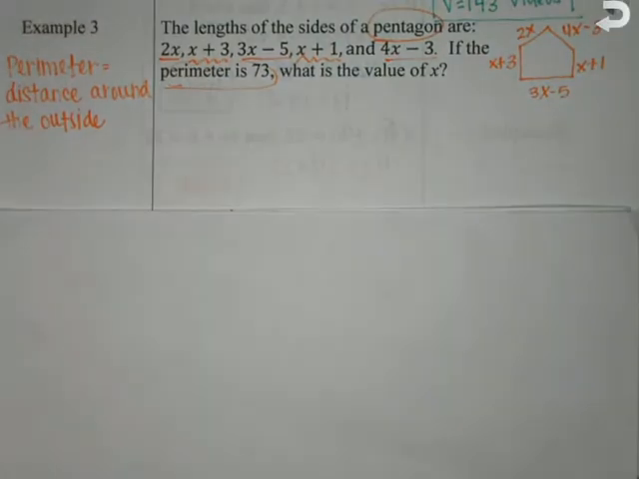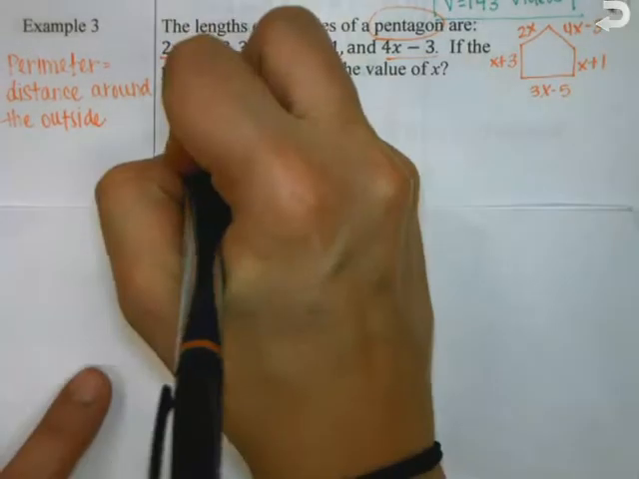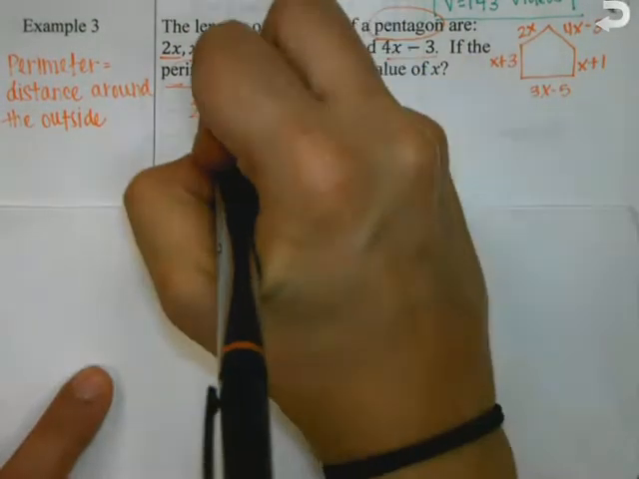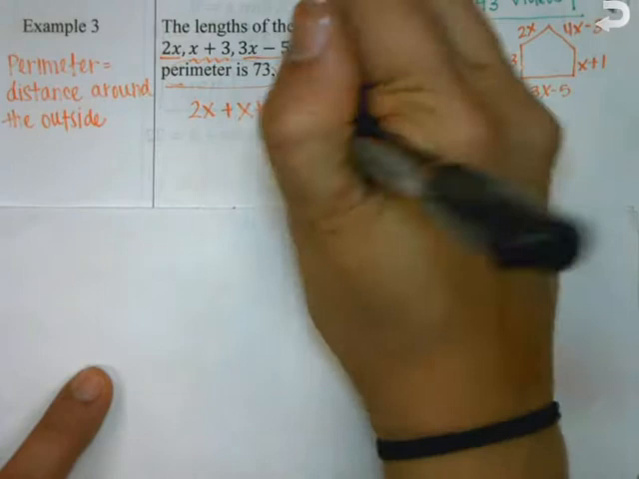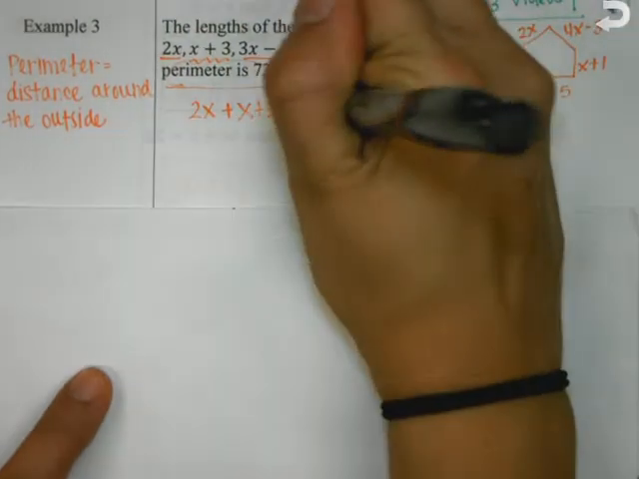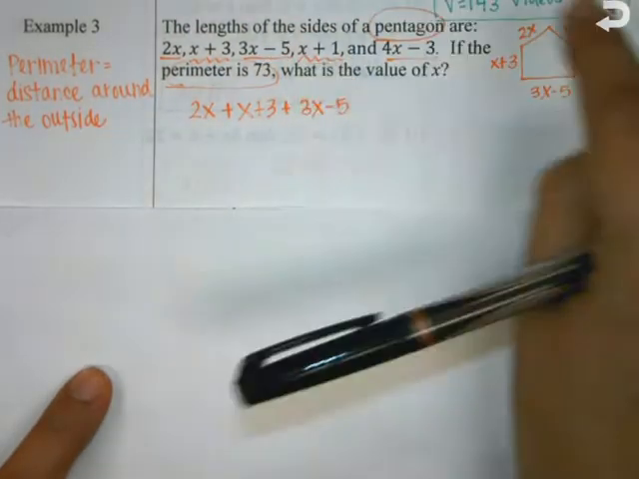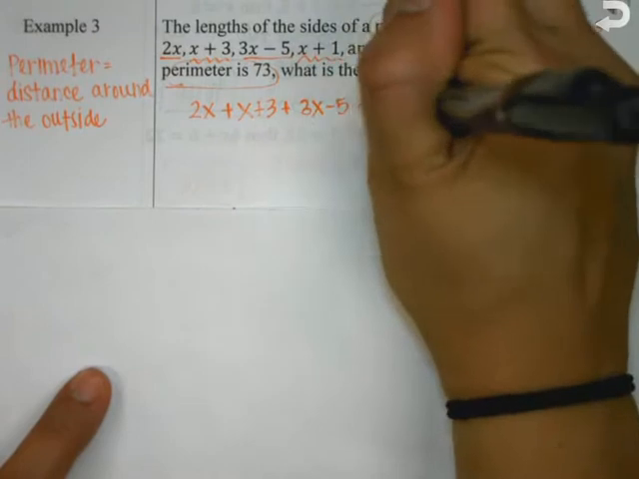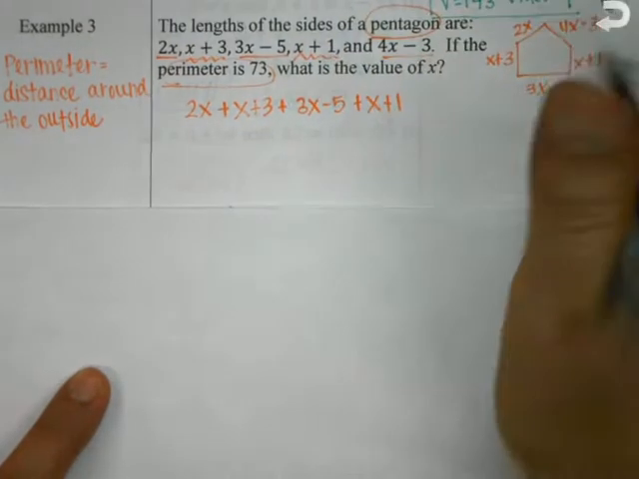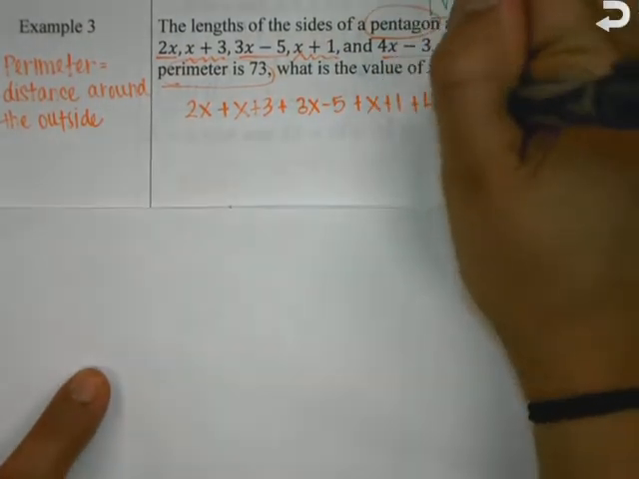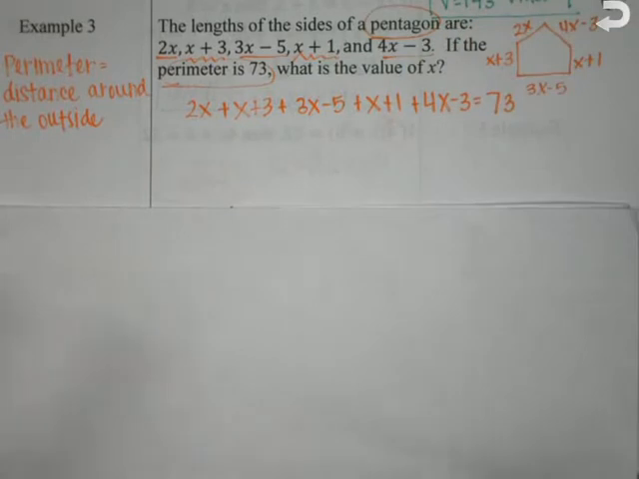So we have 2x plus x plus 3 plus 3x minus 5 plus x plus 1 plus 4x minus 3. All of that equals 73. I know. So what you guys can do is you can do scratch work on the side. I'm just going to start combining like terms in one step.